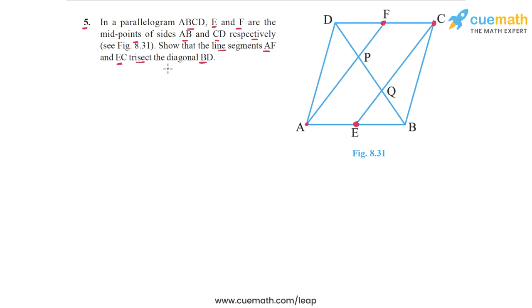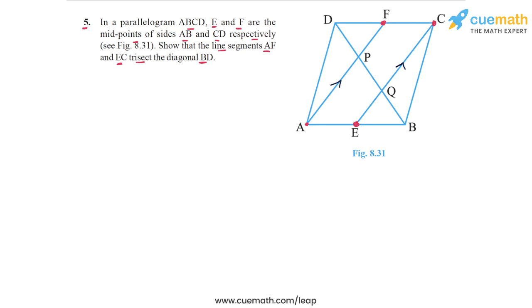What does trisect mean? Trisect means divides into three equal parts. So the parts are DP, PQ and QB. We have to show that these three parts are equal. So we will do this problem in 3 steps. In the first step, we will prove that AF and EC are parallel, and we need to do this because we need these to be parallel to be able to apply the midpoint theorem.